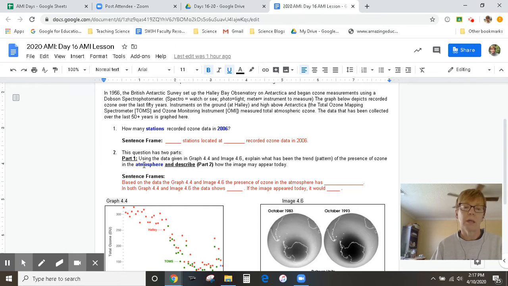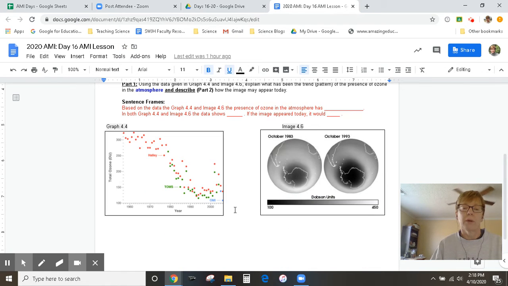Question 2 says, using the data given in graph 4.4 and image 4.6, explain what has been the trend or the pattern of the presence of ozone in the atmosphere. So remember, you have to look over here. Is the Halley, was that in the atmosphere or was that on the ground? And Halley, it's in red, so that means that all these red dots are telling you about Halley. TOMS, since it's in green, all the green dots are for TOMS.